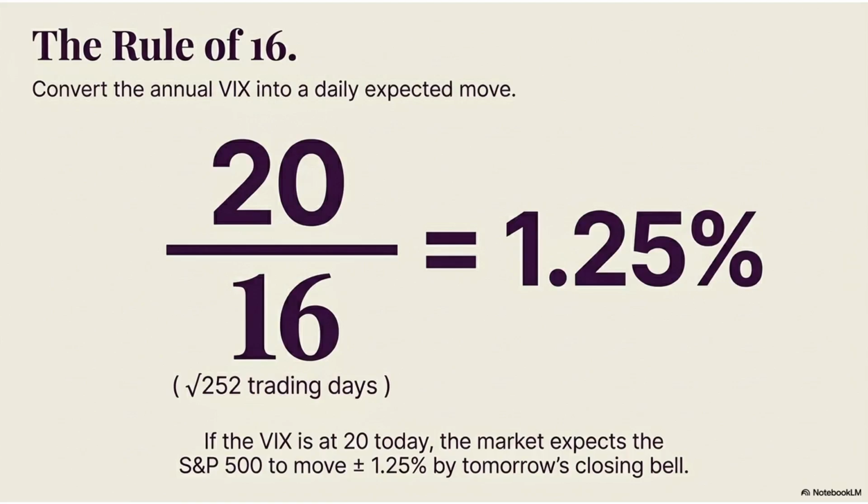So a 1 year expectation isn't very helpful, especially for short-term traders. To find the daily expected move, we use the rule of 16. We divide the VIX by the square root of 252 days, which is roughly 16. If the VIX is at 20 today, so 20 over 16, this tells us that the market expects the S&P to move plus or minus 1.25% by tomorrow's closing time.